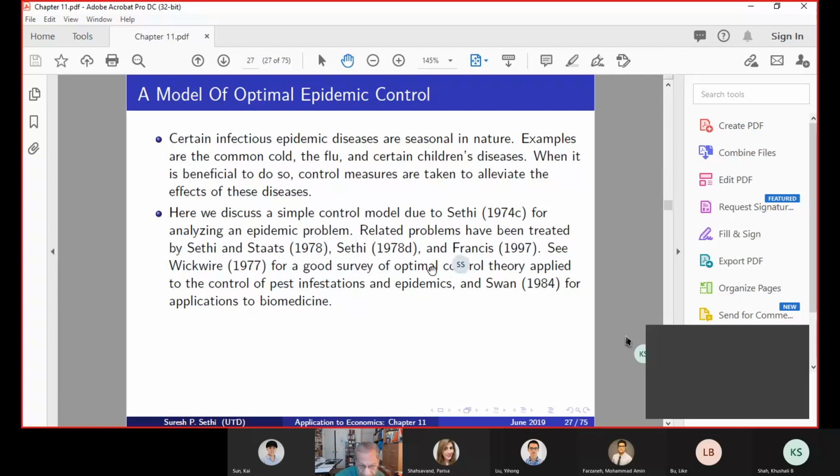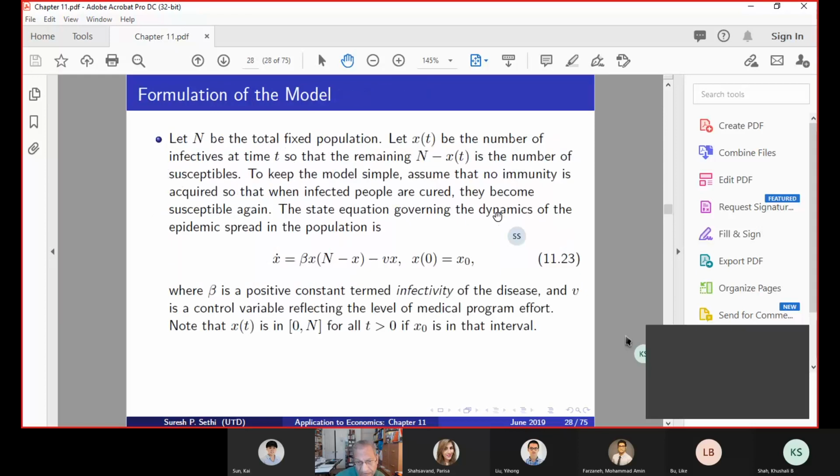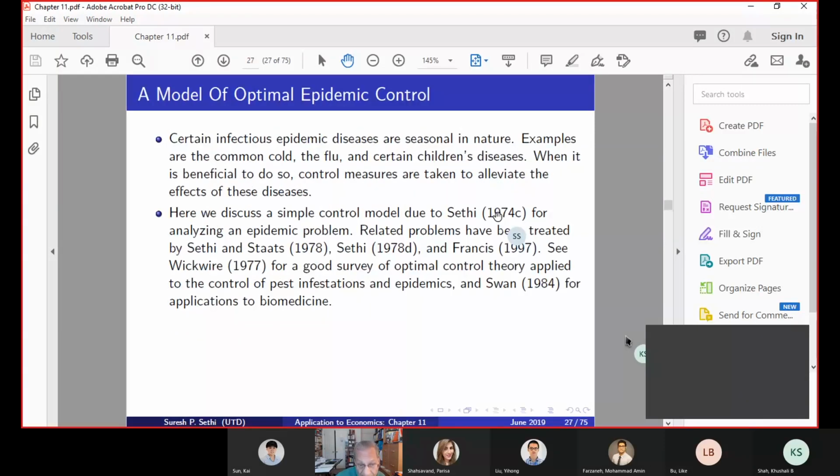Okay, so this model we discuss is my model. And I use Green's theorem for this model. I published that in one of the top journals in bioscience or whatever it's called, and I'm covering that.